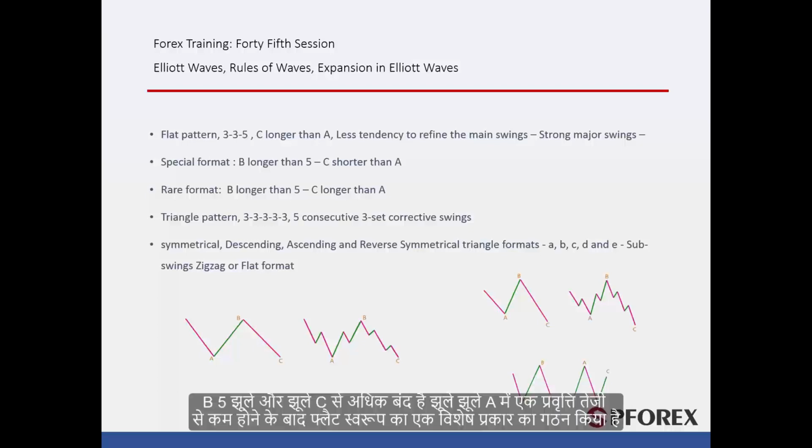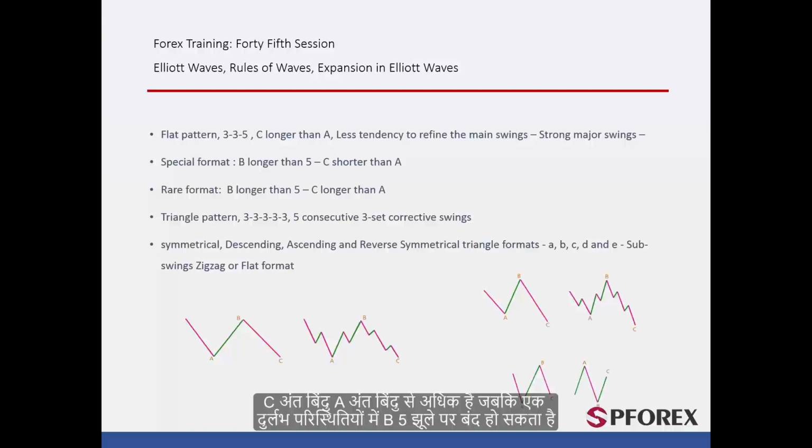A special type of flat format is formed after the swing B is closed higher than the fifth swing and the swing C is lower than the swing A in a bullish trend. In a rare condition, B may be closed over the fifth swing, while the C endpoint is higher than the A endpoint.